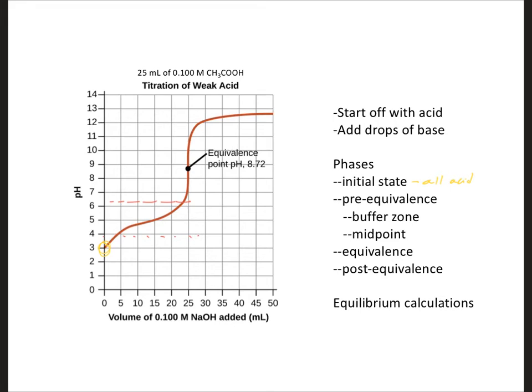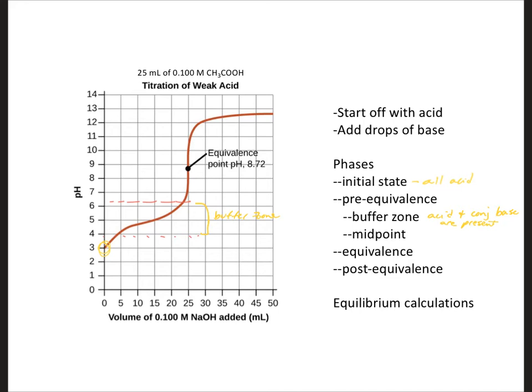So that's pre-equivalence. So our pre-equivalence has this buffer zone, and in the buffer zone we're going to have both the acid and its conjugate base. So even though we started off with just the weak acid, the sodium hydroxide comes in and turns some of that acetic acid into the acetate ion, because the OH from the sodium hydroxide is grabbing the proton off of acetic acid, and all that can be left is going to be that acetate ion. So that happens in the buffer zone.